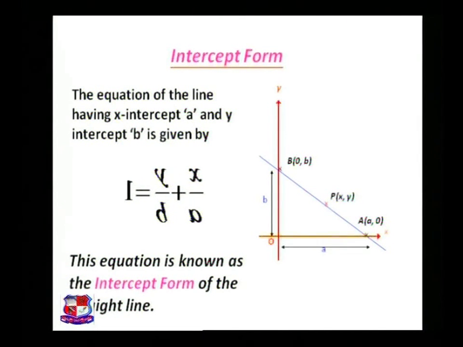If you want to find the equation of a line which has x-intercept a and y-intercept b, that is given by x upon a plus y upon b is equal to 1. The equation of the line having x-intercept a and y-intercept b is given by x upon a plus y upon b is equal to 1. Here we are using the intercepts a and b. That's why this form is known as the intercept form of a straight line, right?